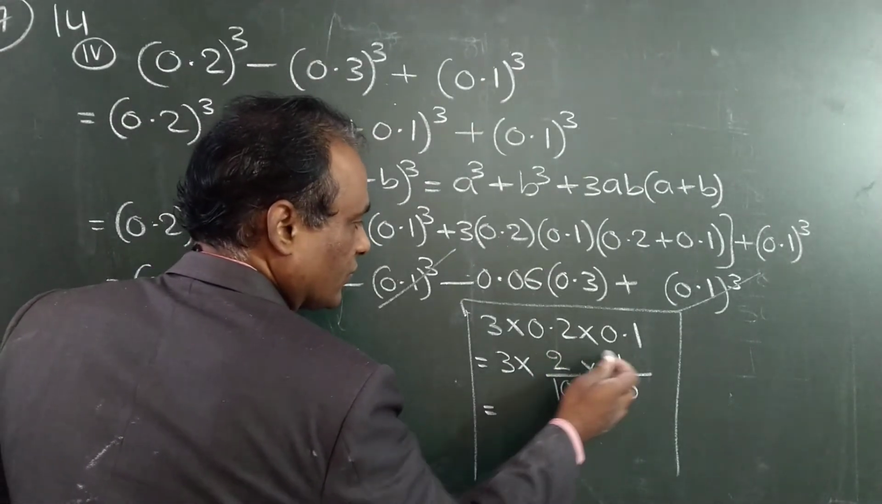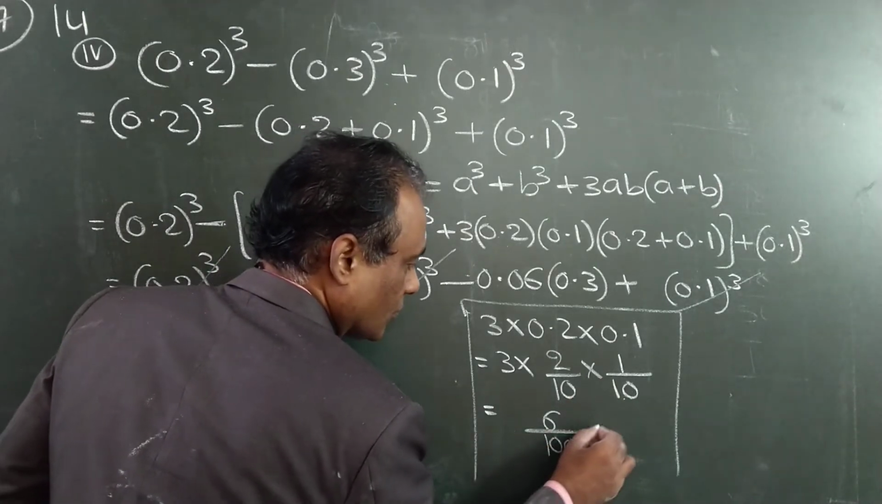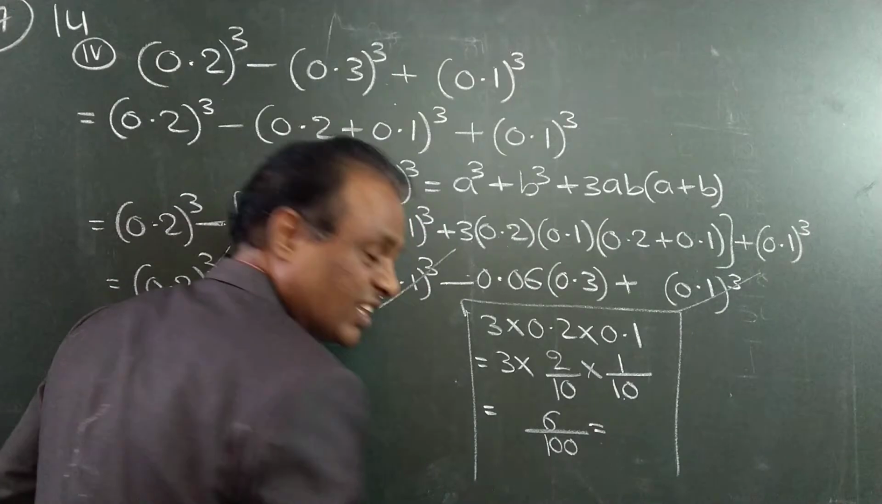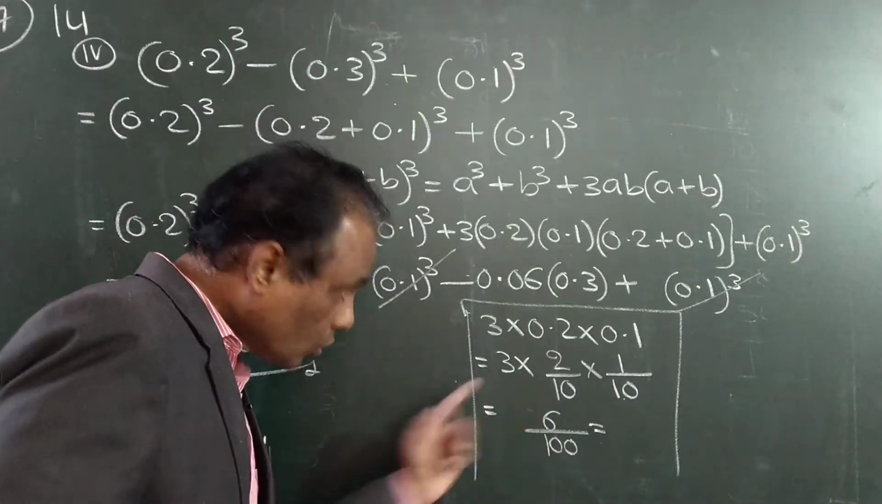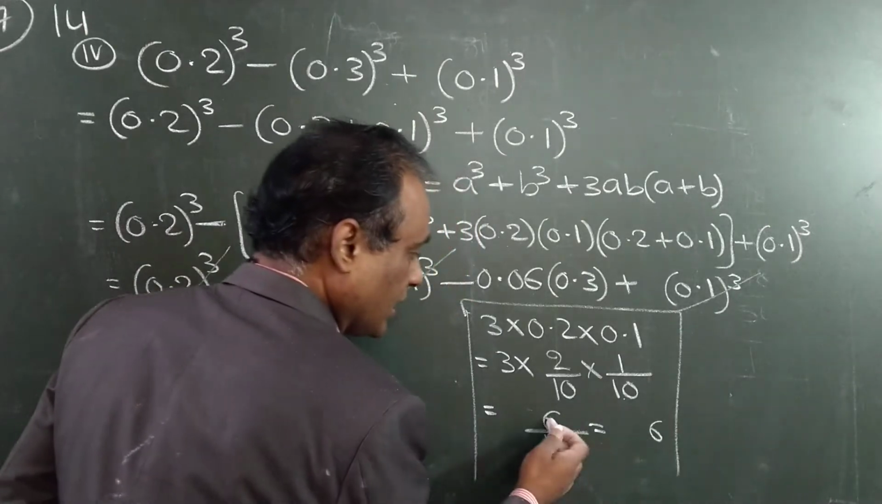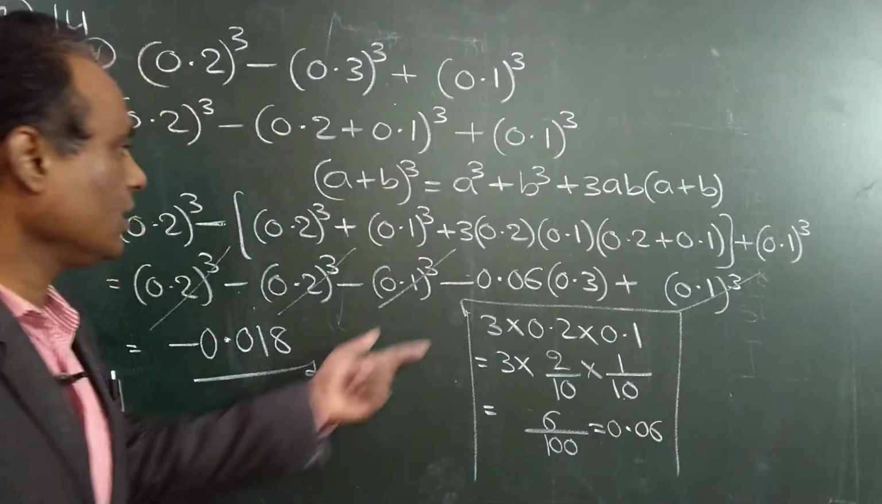3 into 2 is 6, 6 into 1 is 6, by 10 into 10 is 100. If you are removing this 100, we have to keep the decimal in the numerator before 2 digits. Only 1 digit is there, so put 0, then the decimal, then this is 0. That is that.